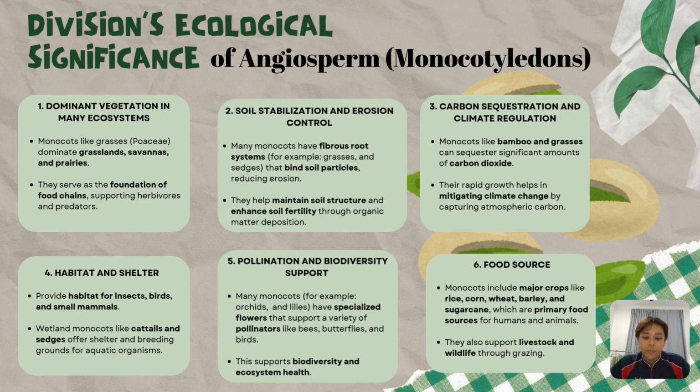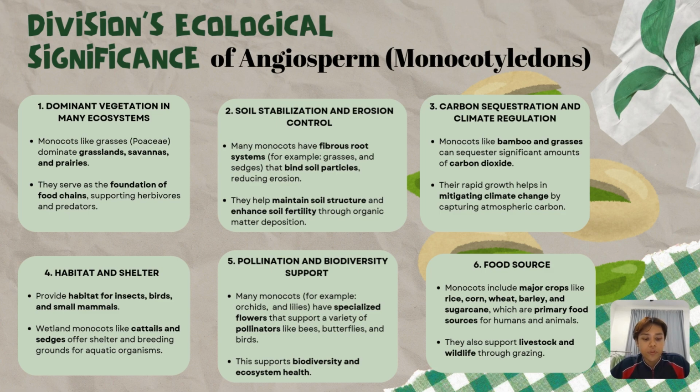Number 5 is pollination and biodiversity support. Many monocots, for example, orchids and lilies, have specialized flowers that support a variety of pollinators like bees, butterflies, and birds. These support biodiversity and ecosystem health.